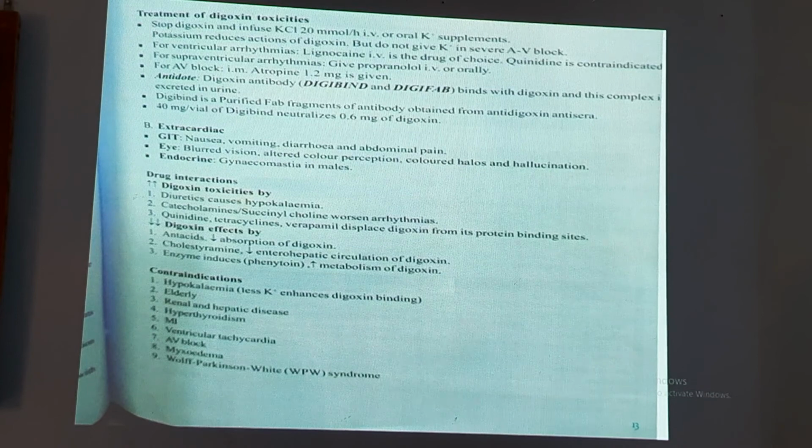Contraindications of cardiac glycosides or digoxin, that is hypokalemia, elderly persons, renal and hepatic disease, hyperthyroidism, ventricular tachycardia, AV block, myxedema, Wolff-Parkinson-White syndrome, and myocardial infarction. These are the contraindications for cardiac glycosides.